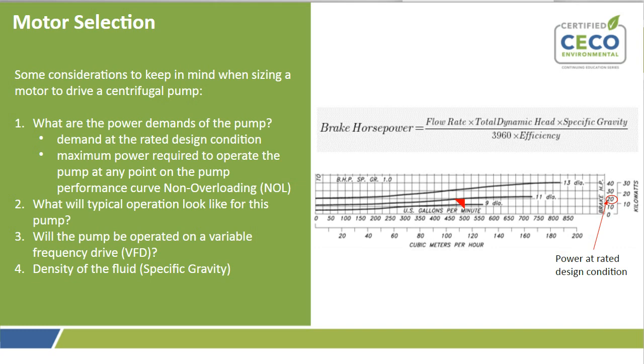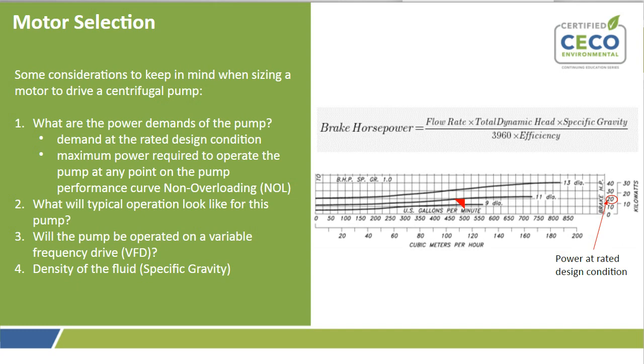You can see that if you go out a little bit further to the right of that point where the flow is higher, you're going to require more power. In this case, it looks like approximately 22 horsepower. So if you wanted to size this motor so that it wouldn't overload, non-overloading, NOL, that's what that means, you would need a 25 horsepower motor because motors are sized at particular intervals. There's nothing between a 20 and a 25 horsepower.